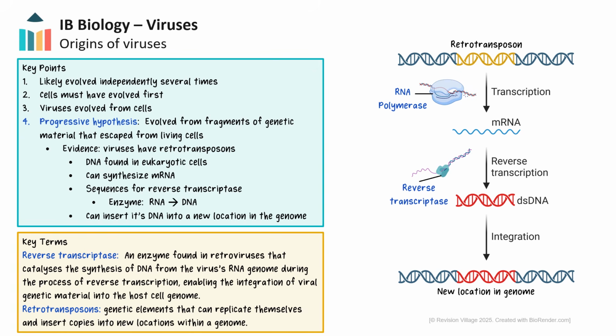The retrotransposon sequence also often contains a sequence to synthesize reverse transcriptase, an enzyme that can make DNA fragments complementary to RNA. The RNA is reverse transcribed to complementary DNA, which is then inserted into a new location in the genome. A reasonable conclusion is that if a retrotransposon sequence were to escape a cell, it could become a retrovirus.